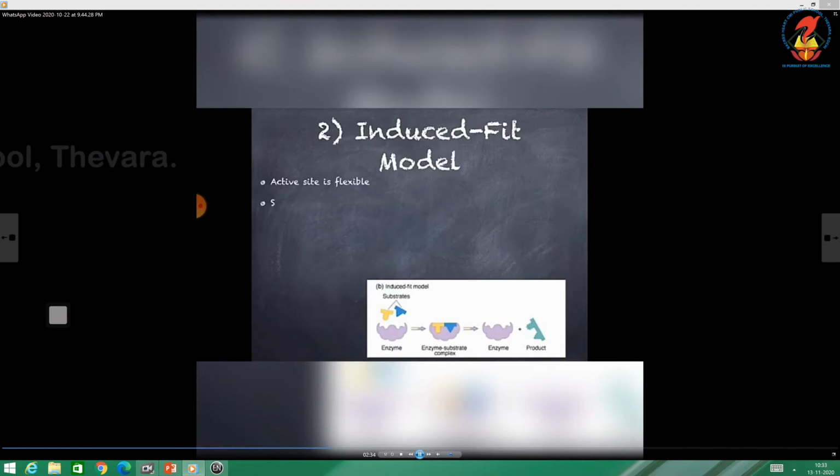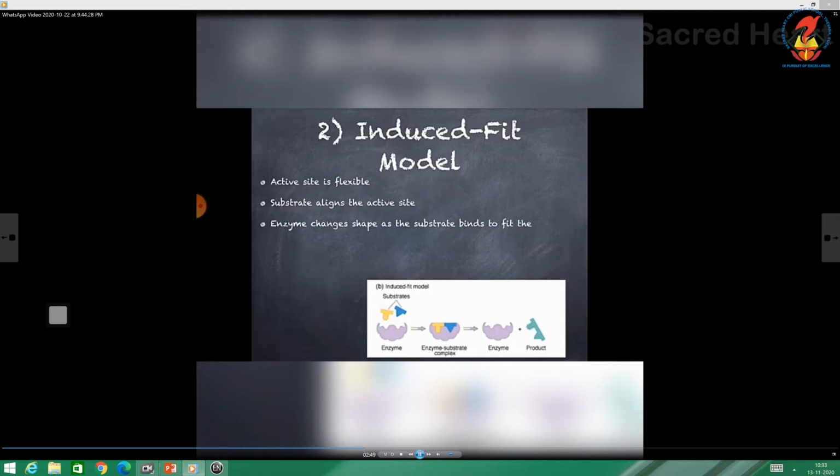The second is the induced fit model. It is similar to the hand inside the gloves. The active site is flexible like the gloves. When we put our hand into the gloves, the gloves become very flexible to fit our hand. The substrate aligns the active site. It's like the hand getting into the gloves.